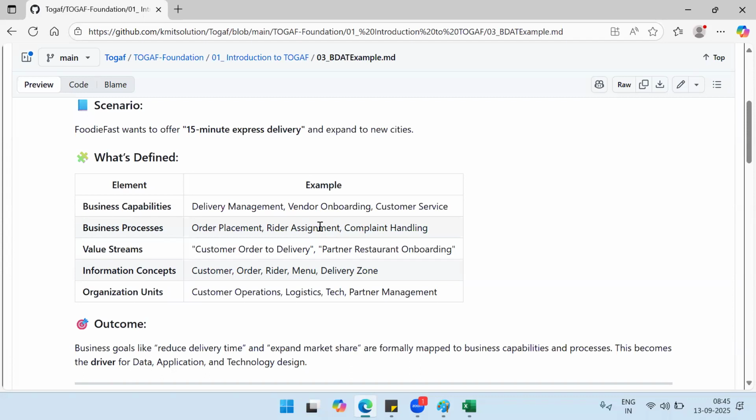Since it's a term, you can define it anywhere, but ultimately it comes from the business only. So I would say it belongs to the business architecture only. All right.